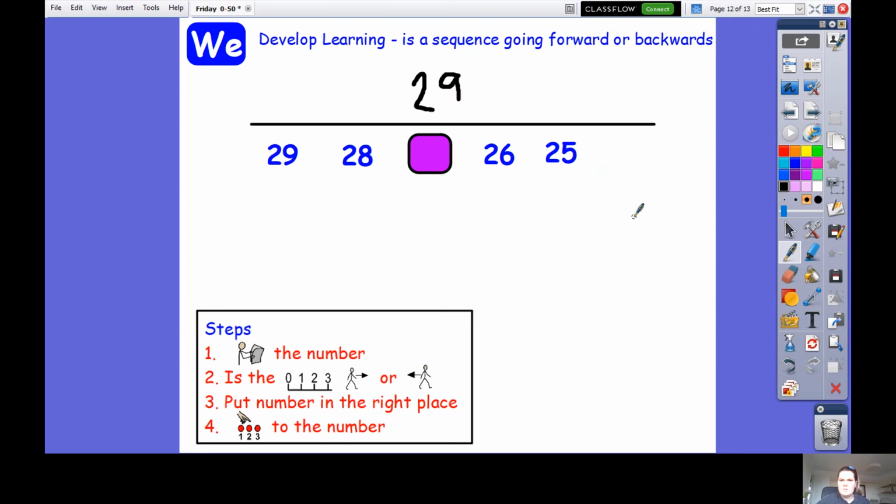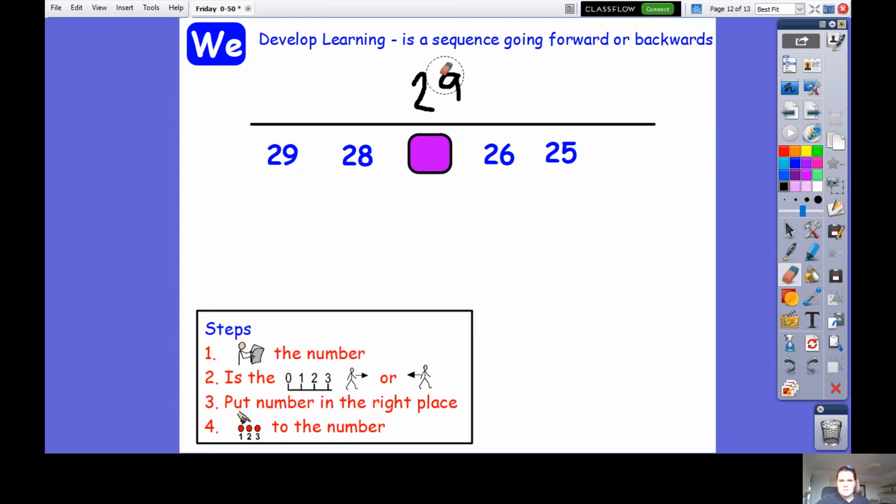Hold on a minute. I haven't written in the right number. How do you know I haven't written in the right number? My number line's going backwards, so the number should be smaller. So instead of counting forwards from 28, I need to go backwards. Well, that's quite tricky. What could I do to help me? I could count from an easier number and in a forwards direction. Absolutely, I could.